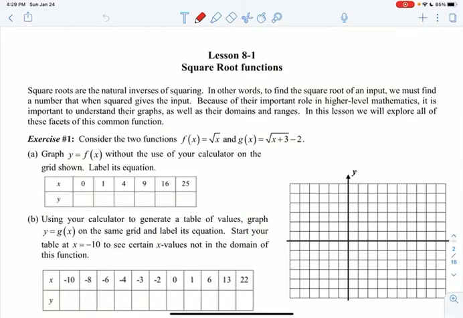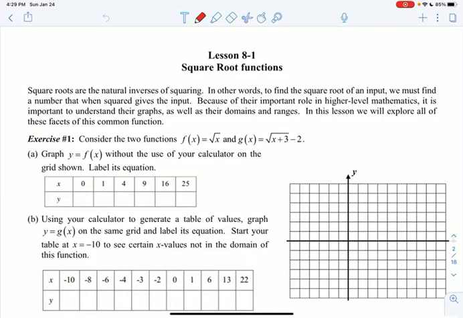Algebra 2. This is Unit 8, Lesson 1, and today we're going to talk about square root functions. Square roots are the natural inverses of squaring. In other words, to find the square root of an input, we must find a number that when squared gives that input. This is used a lot in higher level math courses. It's important to understand their graphs, their domains, and their ranges, so we're going to go through all of that here.